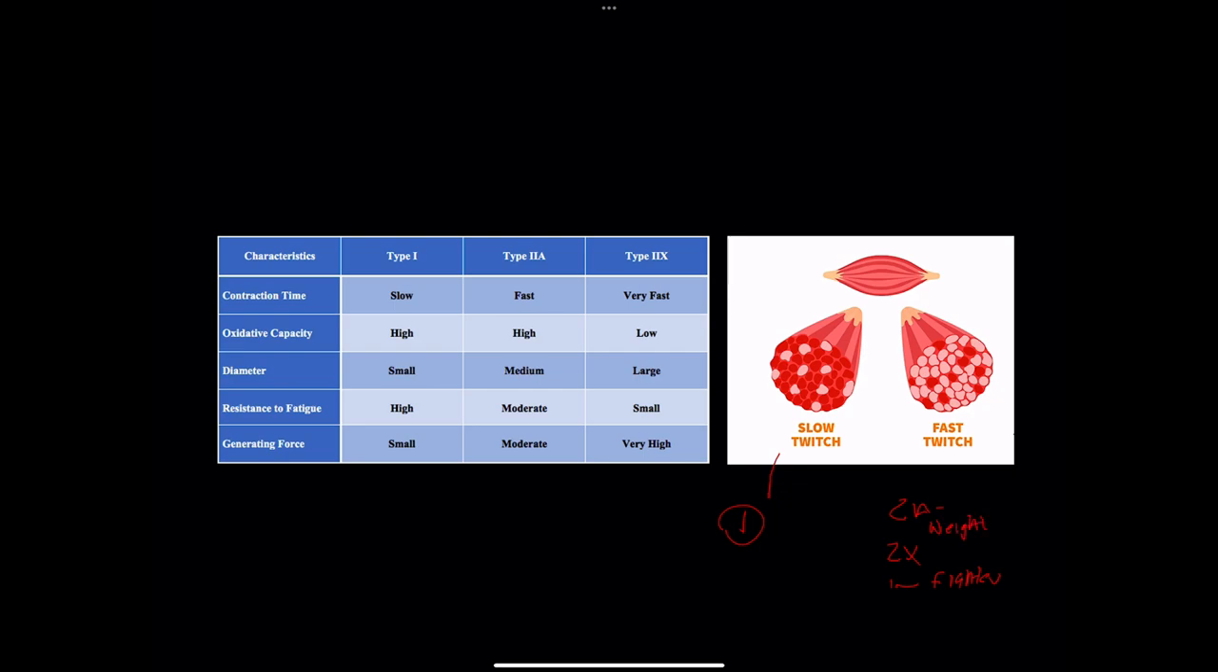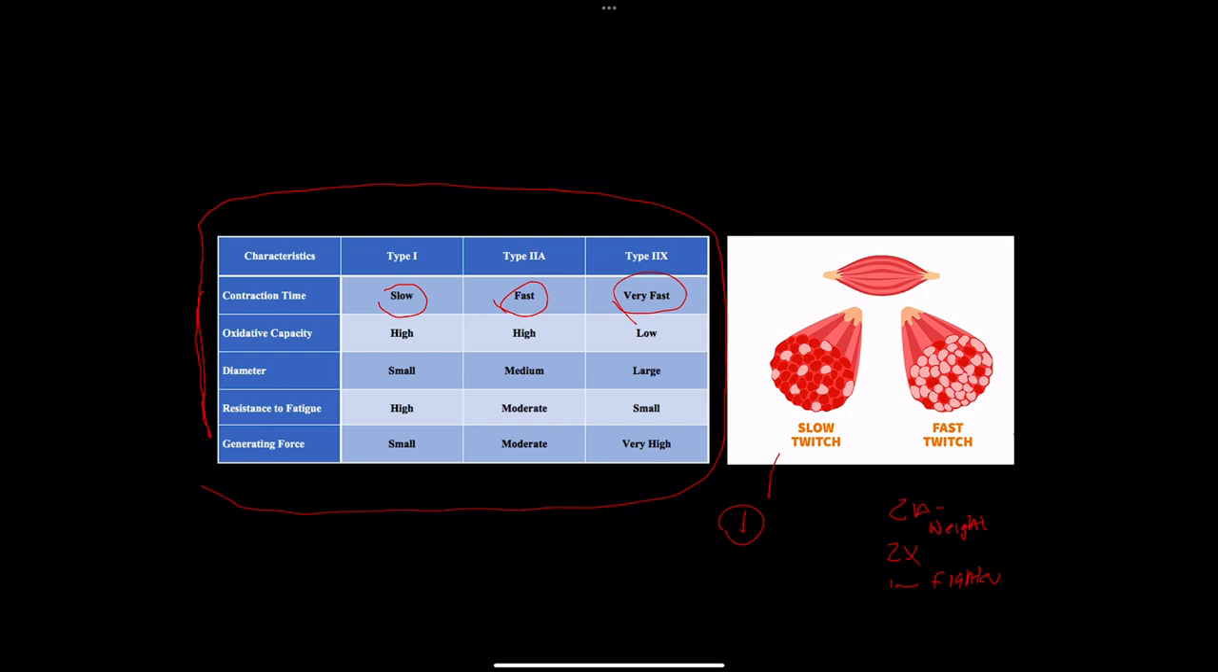The weightlifter. And this is another important slide for a quiz, perhaps. So if you want to look at this picture, this really characterizes all of the information you need to know about these fibers. So I'd really spend some time on this. Contraction time, okay, slow contraction, fast contraction, very fast contraction. I just showed you that with the video.